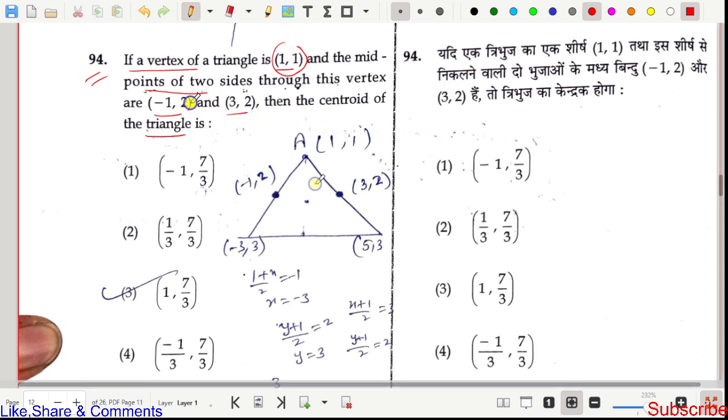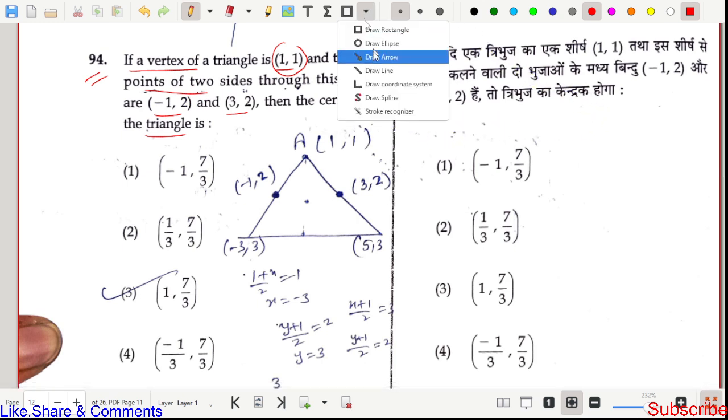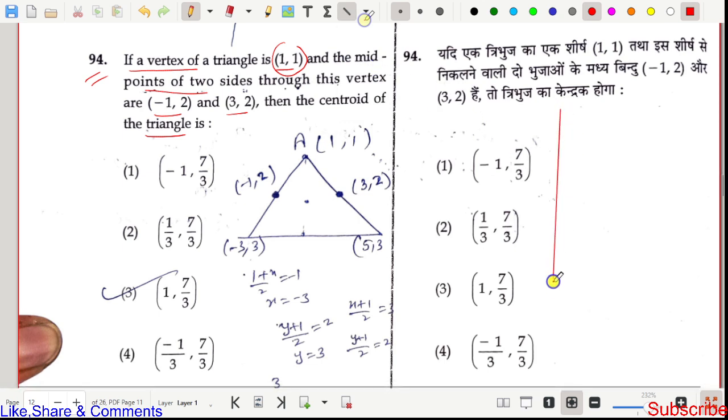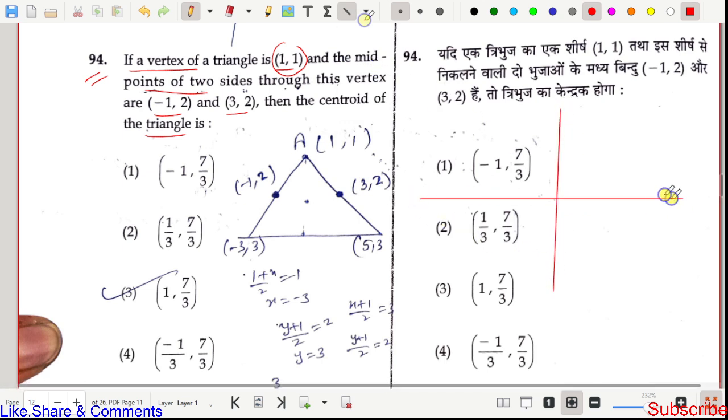This problem can be solved in two ways. I'm discussing the two different ways, so you can keep them in mind. One is the easiest way, which is to plot the exact points on the coordinate axes. This is the fastest way you can solve it.